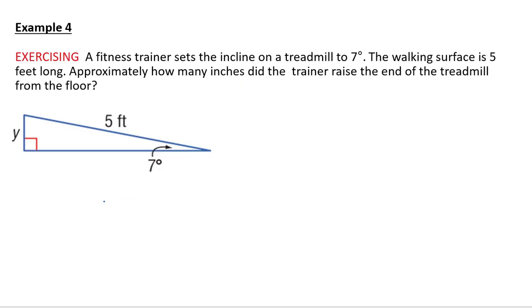Okay, for this one, a fitness trainer sets the incline on a treadmill to 7 degrees. So I have 7 degrees here. The walking surface is 5 feet long. Approximately how many inches did the trainer raise the end of the treadmill from the floor?